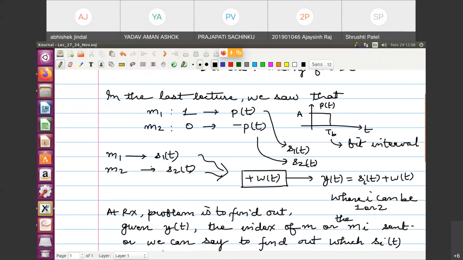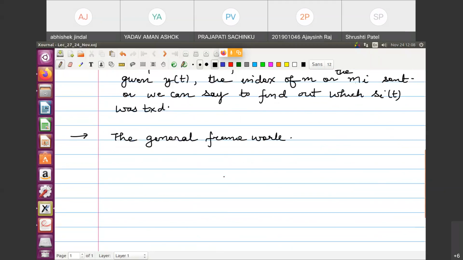So you can say that S1(t) directly is in one-to-one conjugation with M1. S2(t) is also with M2. It means given M2 you can uniquely find S2, and given S2 you can uniquely say that it was M2. Okay, this mapping you have decided as the transmitter. This mapping is needed so that you can modulate some continuous time signal through a continuous time signal and transmit. Okay. So the general framework.